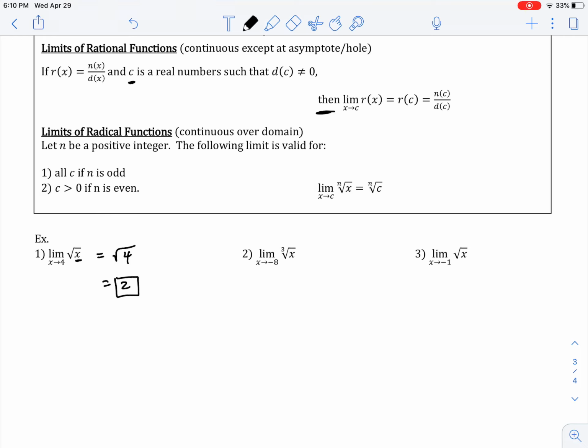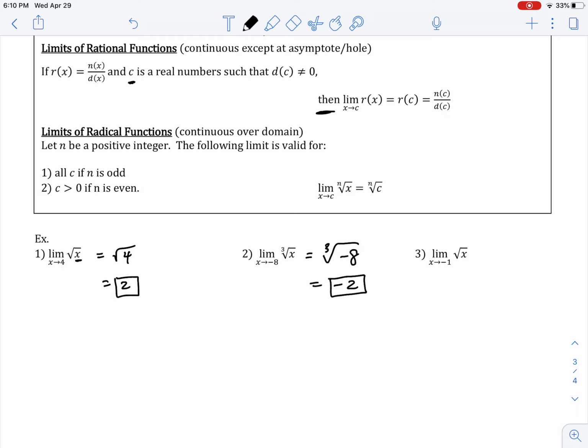Okay, let's look at the next one. This time we have an odd index. We're taking an odd root. So if that is the case, it's fair game for us. We're just allowed to apply direct substitution because we don't have any domain restrictions here. In other words, our function is going to be continuous. So ask yourself then, what is just the cube root of -8? Well, the cube root of -8 is just -2.